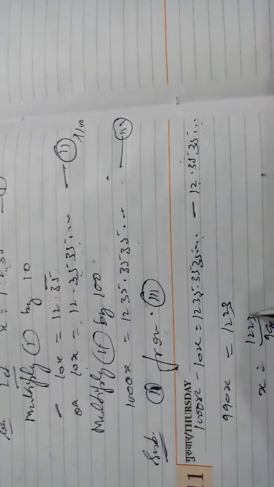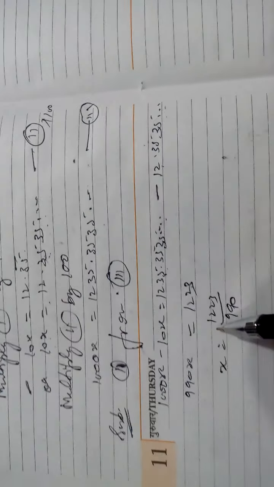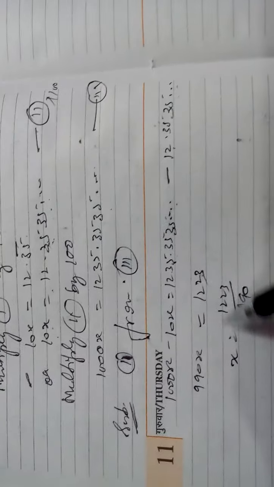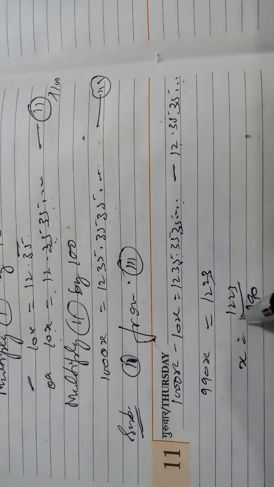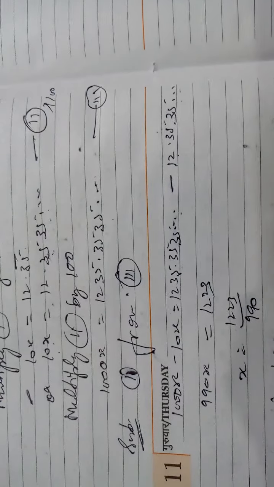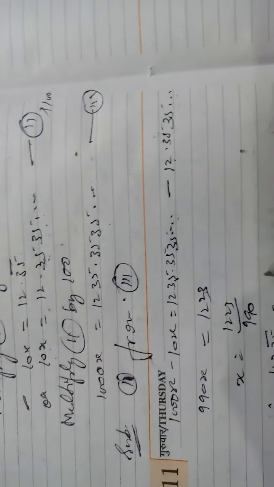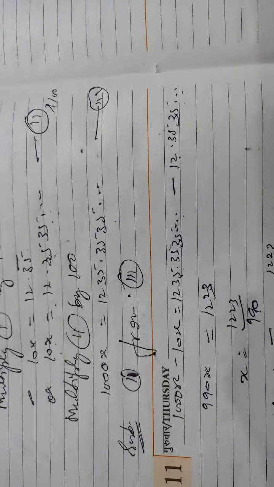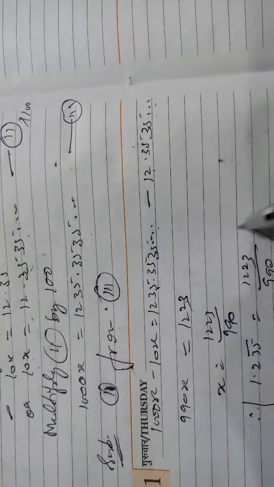Here the sum of these digits is 8: 3 plus 2 is 5, plus 2 is 7, plus 1 is 8. 8 is not divisible by 3, so it is in the simplest form. So therefore you can write 1.235 bar is equal to 1223 upon 990. It is your final result. It is in the p by q form.